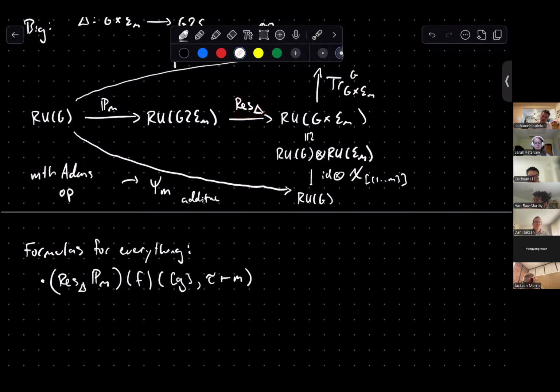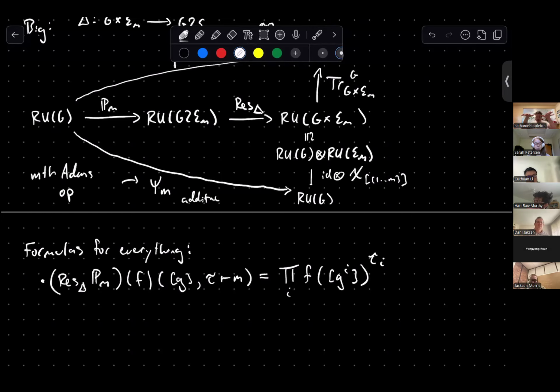But the resulting formula is that this is the product over i of f of g to the i to the tau sub i. If you spend a moment thinking about this, you're going to think, whoa, where did that g to the i come from? And the answer is the little g went into g raised sigma m by being spread across the diagonal.